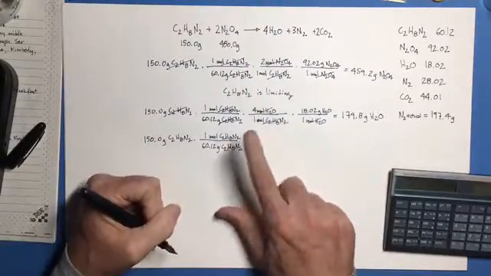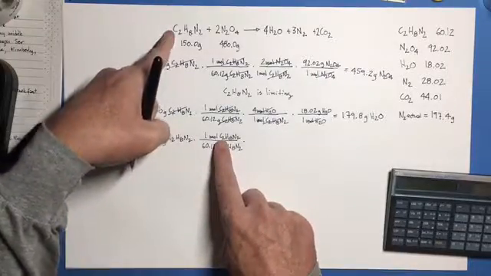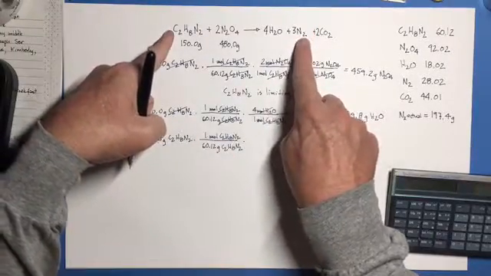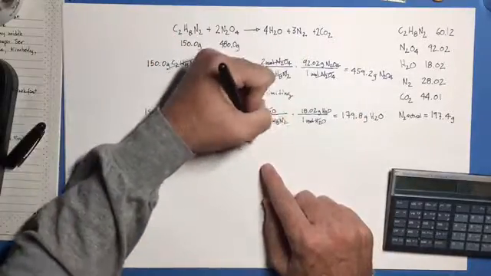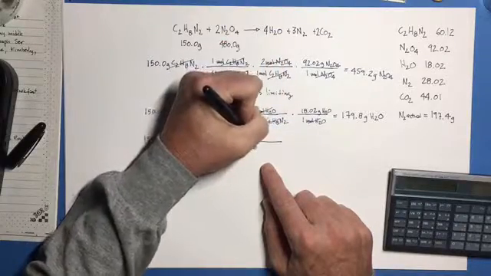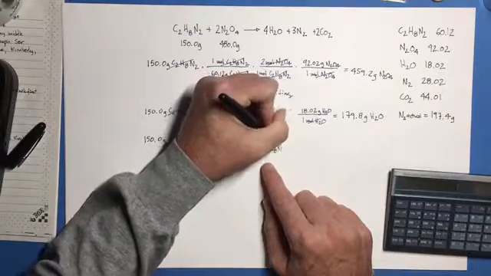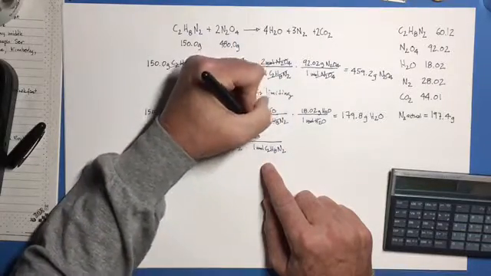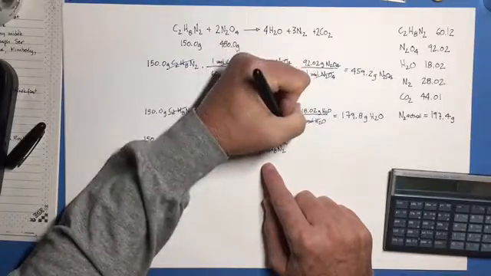Now, I want to compare moles of C2H8N2 to moles of N2, and this balanced equation tells me I have 1 mole of this to 3 moles of that. So, once again, I will put 1 mole of C2H8N2 down below there, and 3 moles of N2 up top.